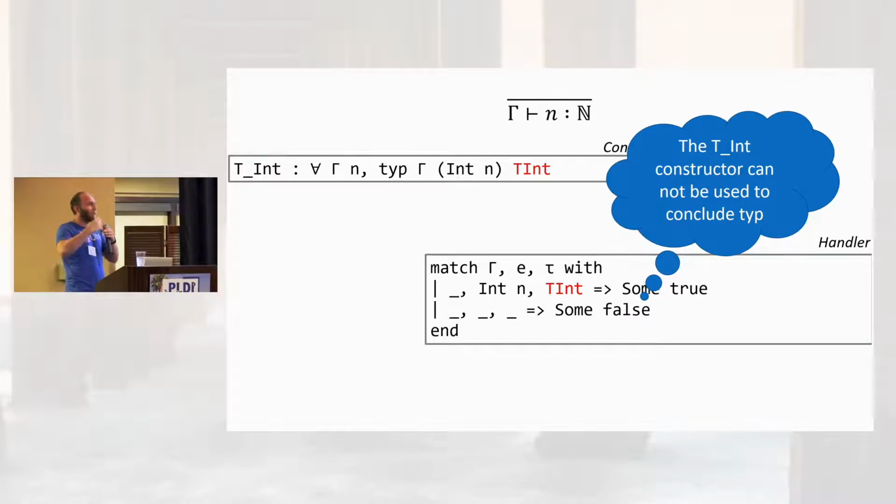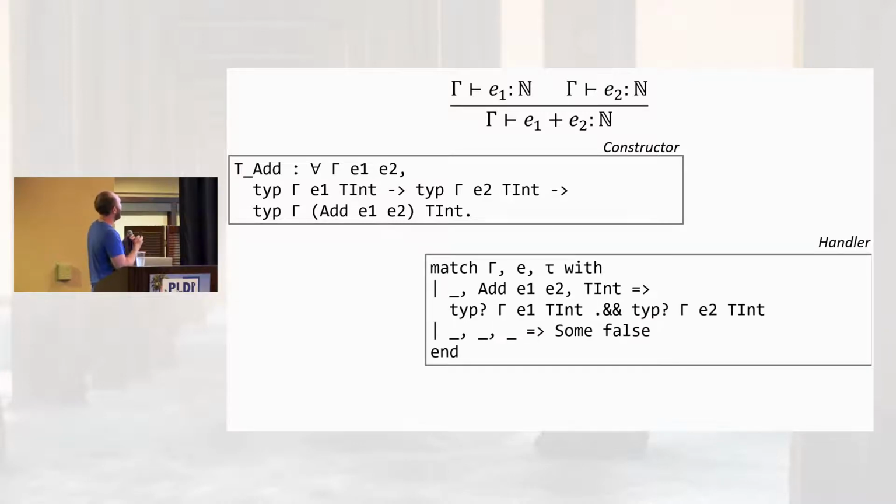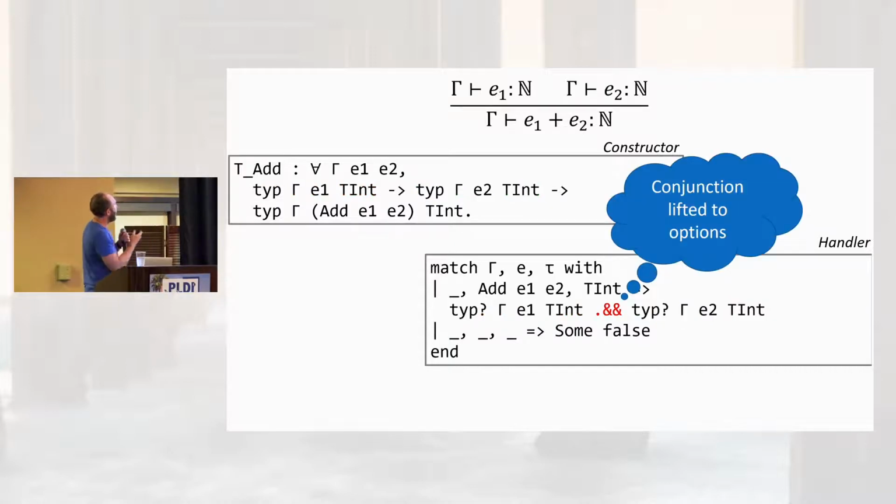So you're basically doing a backtracking, logic programming-based search until you figure out if any constructors can be used to conclude the typing relation. Now, all well and good, and the same exact thing can work for addition, and I'm just going to show it again. The only thing that changes is that instead of having a Boolean conjunction there, we have to lift it to options because now our recursive calls return option bool. But there's nothing really going on here. It's exactly the same thing as we saw before.